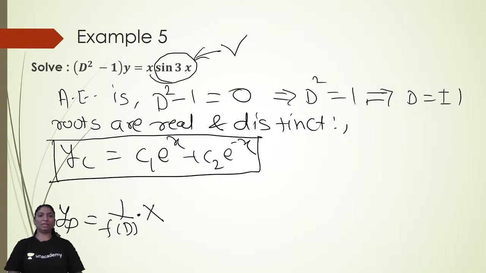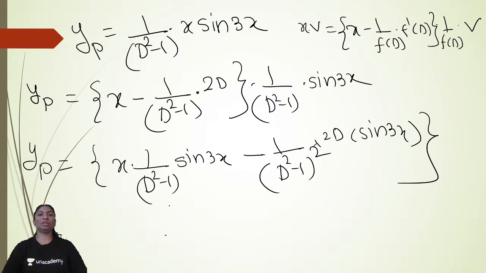So it's very simple. First step is to find the auxiliary equation, that is m square minus 1 is equal to 0, and then find out the roots are real and distinct. Then we can write easily yc is equal to c1 e raised to x plus c2 e raised to minus x. Okay, so the formula for yp is 1 upon f of d into X. So here yp is equal to 1 upon f of d, here f of d is d square minus 1 and your X is x into sin 3x.